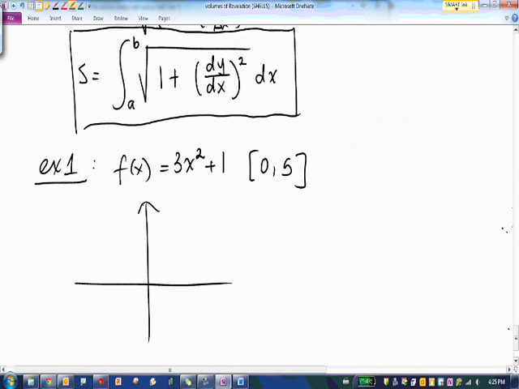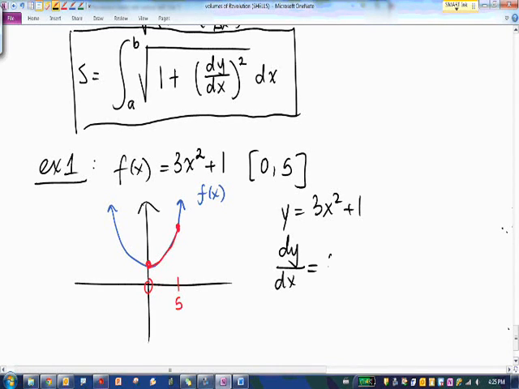Okay, so let's take a look at 3x squared plus 1 from 0 to 5, which I know is some sort of parabola that looks like this. And what I'm looking at is the length of the arc from x equals 0 to x equals 5. If we just use the formula, we only need to find one thing. Since y is equal to 3x squared plus 1, its derivative dy/dx is equal to 6x. So we have everything we need because this 6x is just going to go in here in the formula.